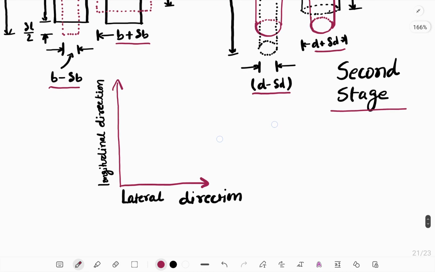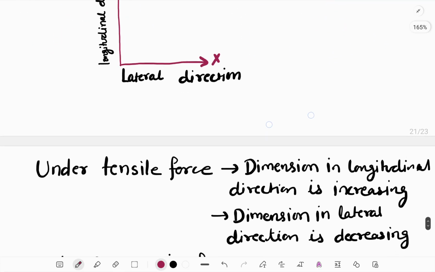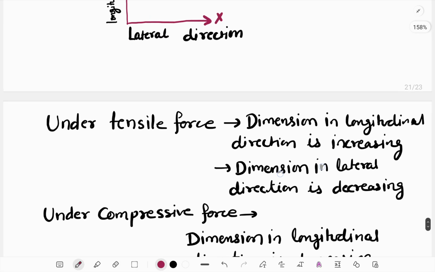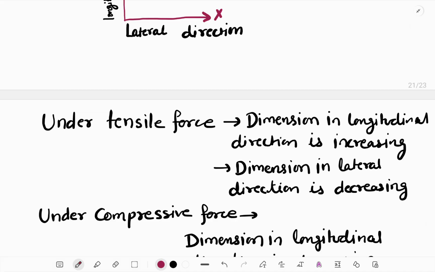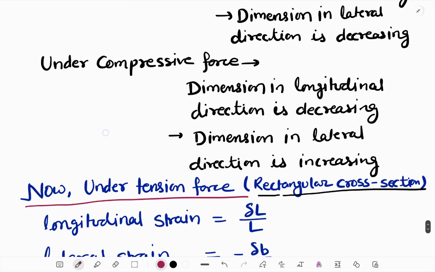Here the axes are shown. I am assuming the x direction is the lateral direction and the y direction is the longitudinal direction. Next, as I explained in the figure, the same thing I am writing here: under tensile force, dimensions in the longitudinal direction are increasing, and dimensions in the lateral direction are decreasing. This is seen in the figure clearly. In the same way, under compressive force, dimension in the longitudinal direction is decreasing and dimension in the lateral direction is increasing. So both things we have seen.